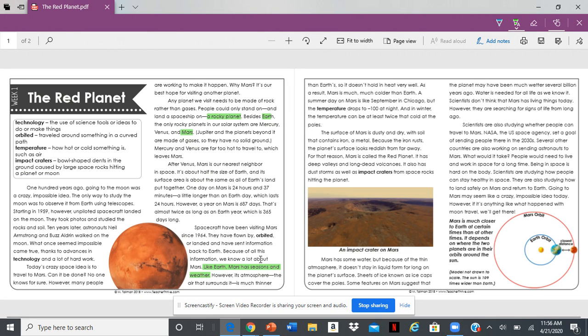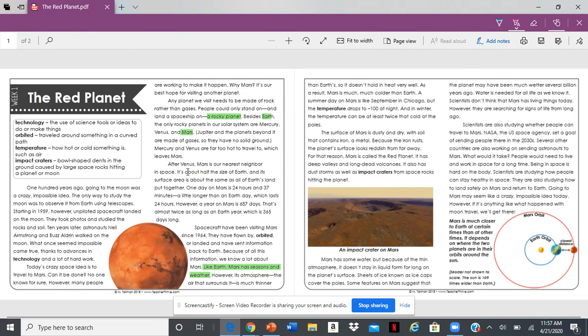So if I was doing a Venn diagram, those concepts would be in the middle section that says this is how these two planets are the same. Well, the fact that they're both planets is also something they have in common. So we're going to look at how they're different. I'm going to highlight ways that they are different.